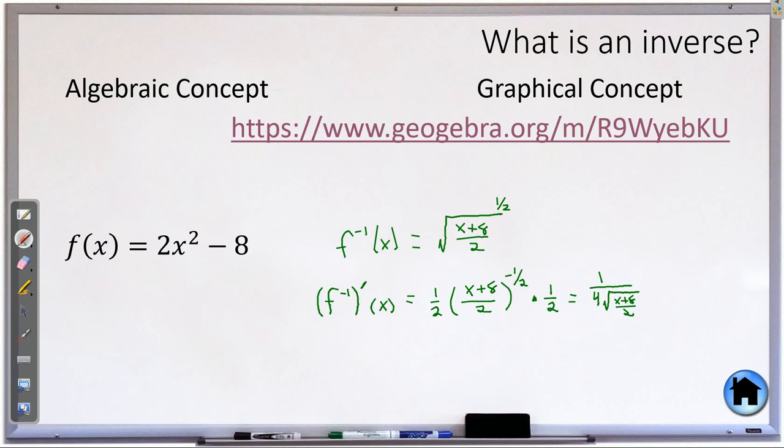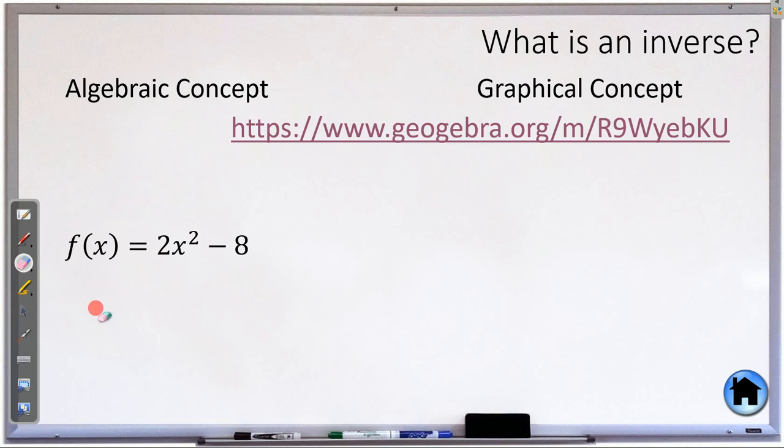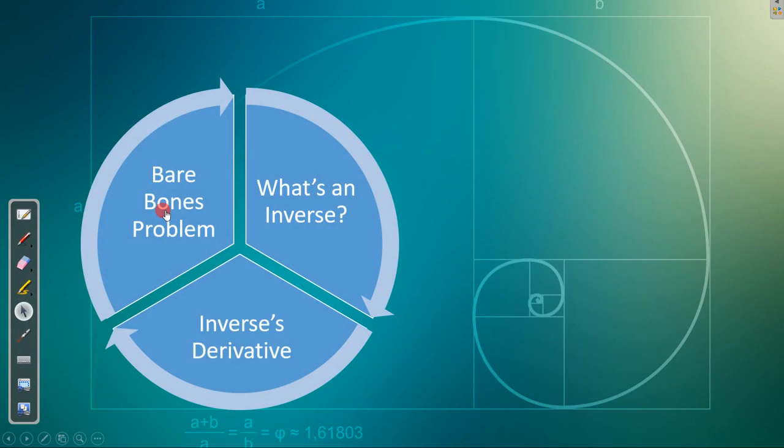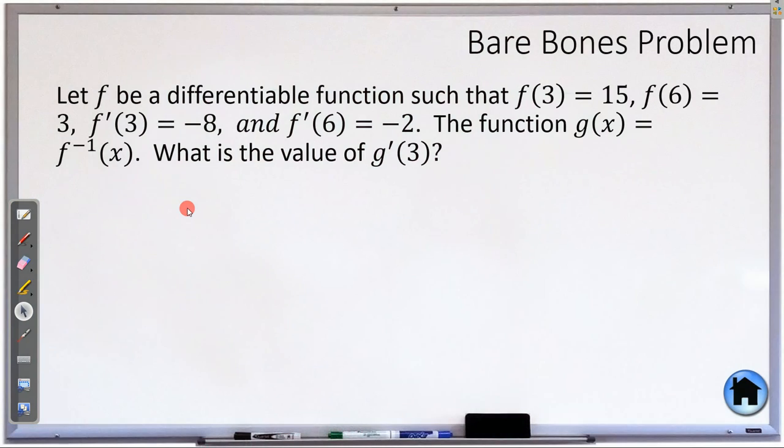But you're oftentimes not given a function, okay? So you actually sometimes cannot just take the derivative. So I'm going to give you a bare bones problem where you can see we're not given the function, so we can't just take the inverse and then take the derivative. We have to know the relationship between a function, its inverse, and the function's derivative and the inverse's derivative.